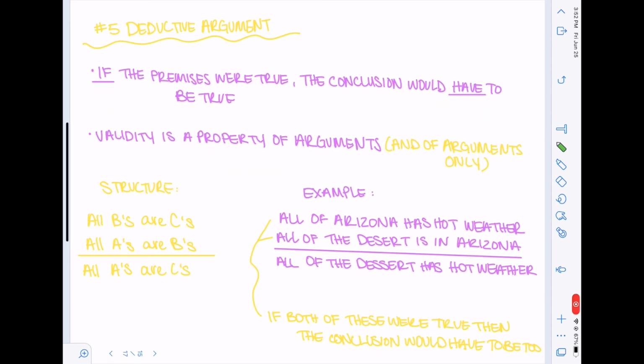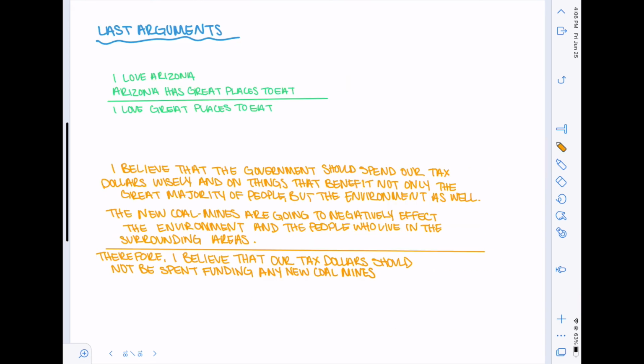Number 5, deductive argument. If the premises were true, the conclusion would have to be true. Validity is a property of arguments and of arguments only. The structure is all B's are C's, all A's are B's, therefore all A's are C's. An example of this would be, all of Arizona has hot weather. All of the desert is in Arizona. Therefore, all of the desert has hot weather. If both of these were true, then the conclusion would have to be true.